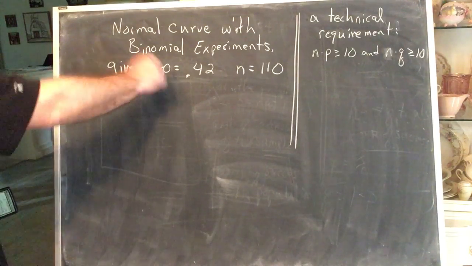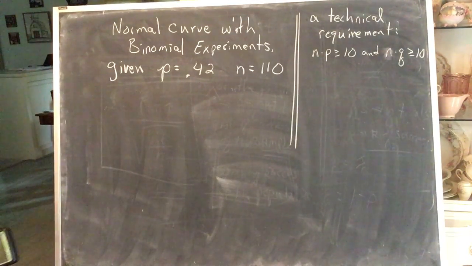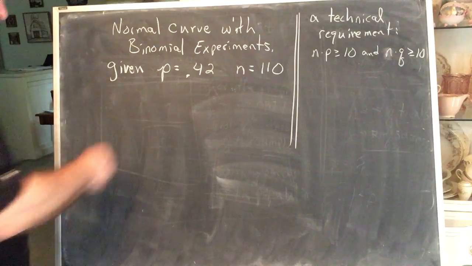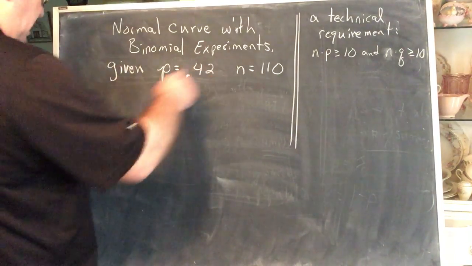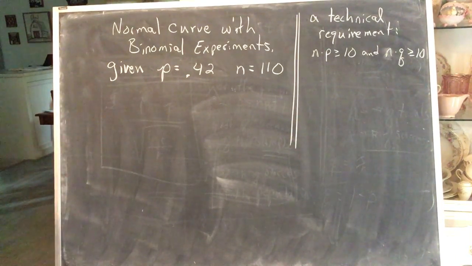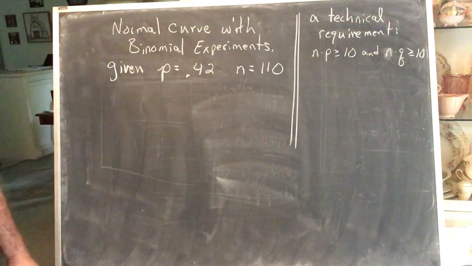And then now we need q. Now remember how to find q. Q is 1 minus p. So 1 minus 0.42 gives us 0.58. Now take that value times the 110, and that value is 63.8. So in this scenario, these two conditions have been met.